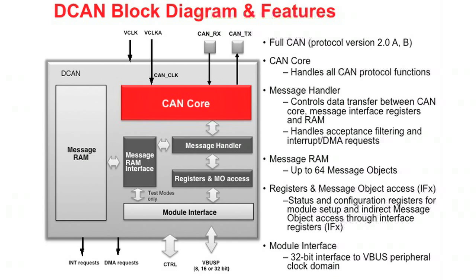The module is comprised of separate components that can be seen on this block diagram. The major components include the CAN core, the message handler, the message RAM, the register and message object access interface, and the module interface. I am now going to show you how to use HALCoGen to easily configure the DCAN module to perform digital communication between different microcontrollers.